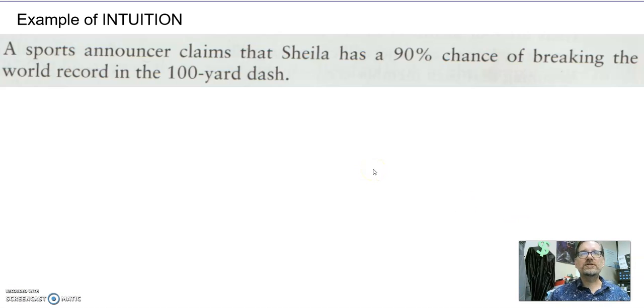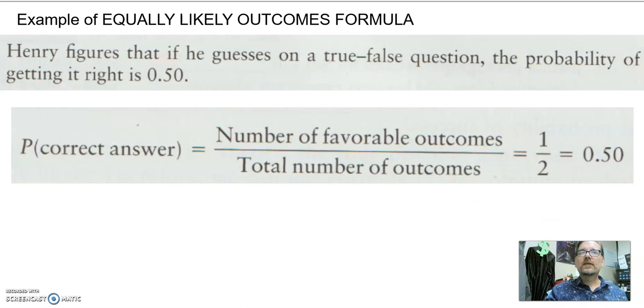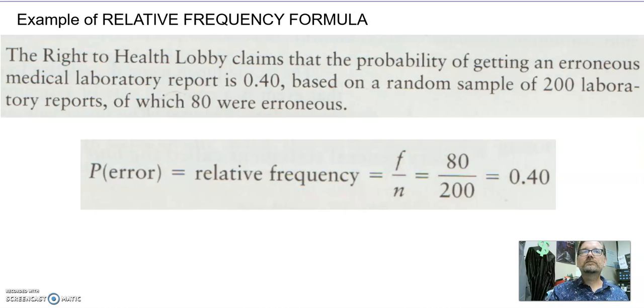So this would be an intuition. A sports announcer claims that Sheila has a 90% chance of breaking the world record in the 100-yard dash. We really have no idea if it's actually 90%, but it sounds good. Equally likely outcomes: Henry figures if he's guessing on a true-false, it's 50-50 because right answer over total number of answers. So there's one right answer and there are 2 answers available.